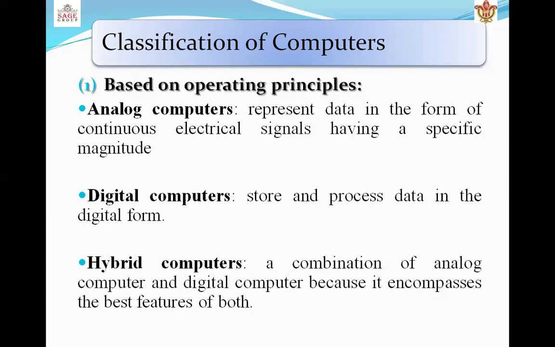Next is digital computer. It stores and processes data in digital form. That means a digital computer operates on digital data such as numbers. It uses the binary number system in which there are only two digits, 0 and 1. Each is called a bit. The digital computer is designed using digital circuits in which there are two levels for an input or output signal. These two levels are known as logic 0 and logic 1.